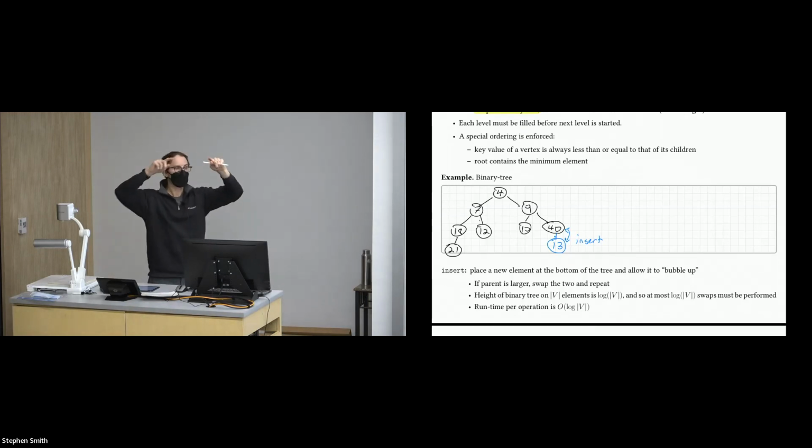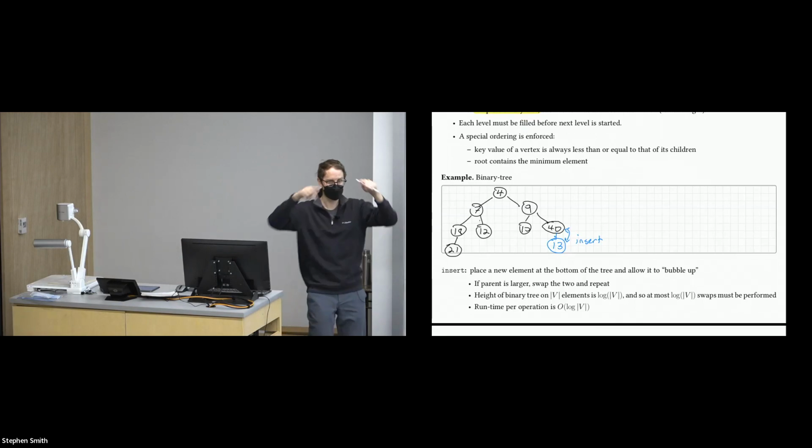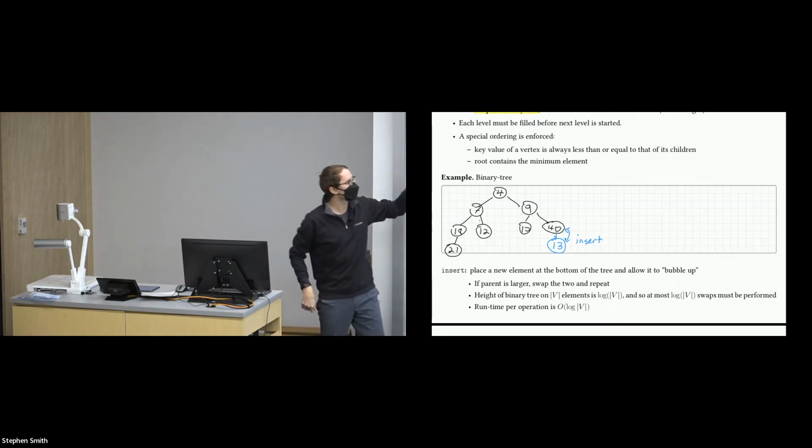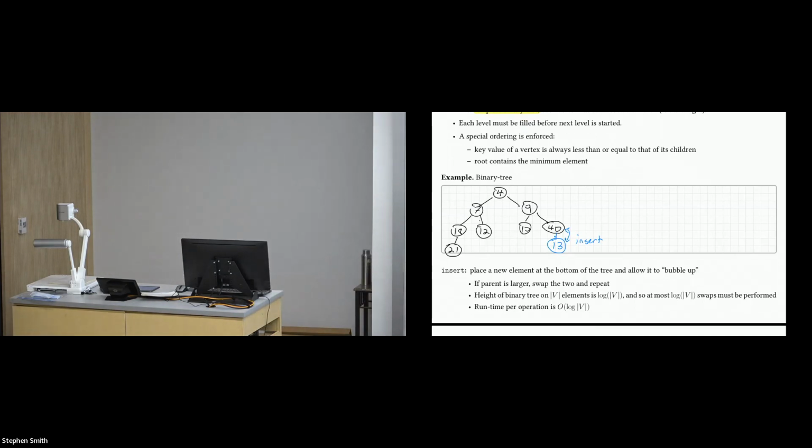If the tree contains V elements in total, then the depth of the tree is going to be log base 2 of V, right? Because it has a branching factor of 2. And so the total number of operations I would have to do is at most for 13 to propagate up to the top, right? And that would be just log V swaps. And so insertion costs at most log V swaps must be performed. We do this idea called bubbling up.